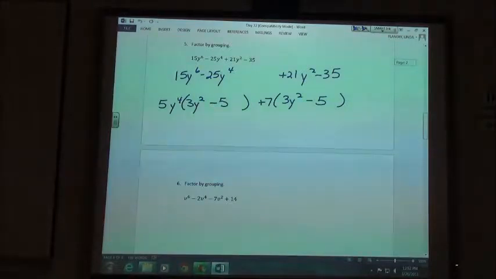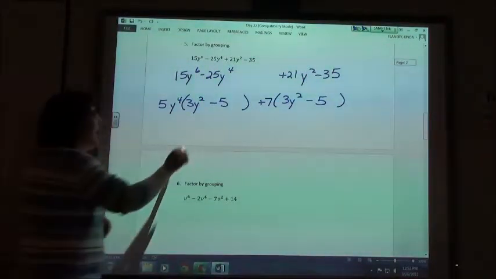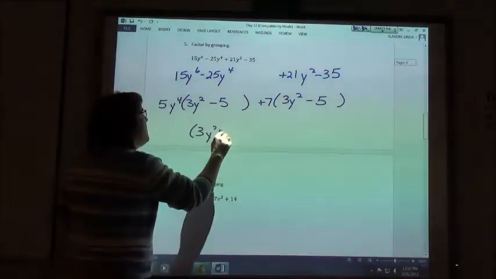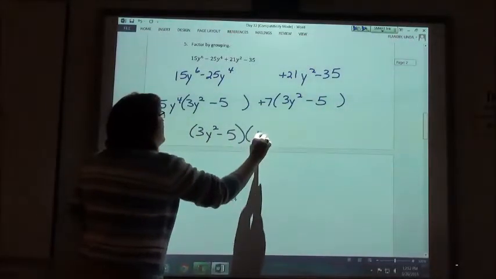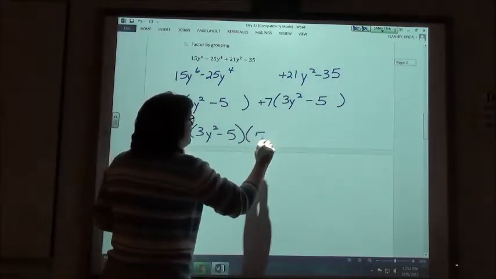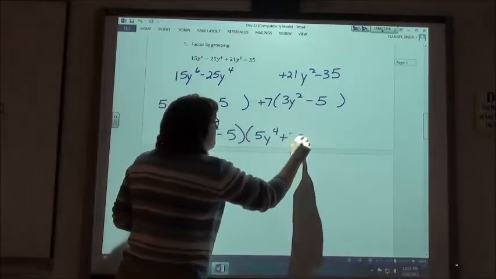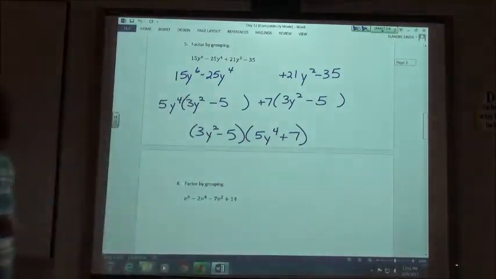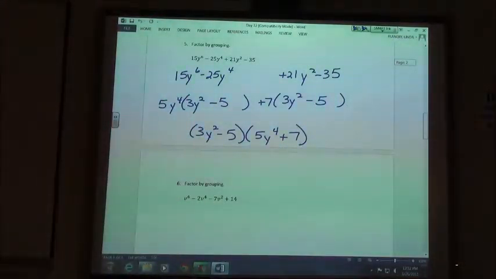So my common factor is that 3y squared minus 5, and my other factor would be 5y to the 4th plus my 7, right? And again, if I really wanted to, I could FOIL that out and check it.